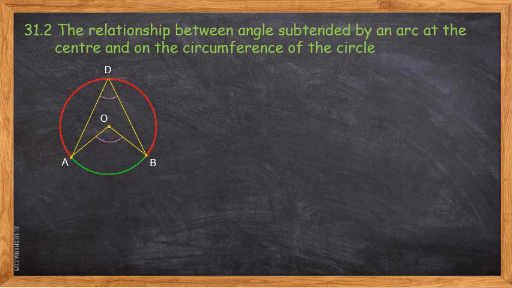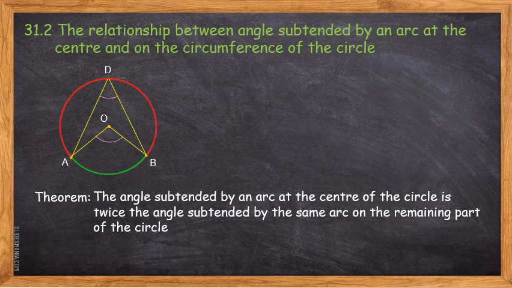If you consider the angle subtended by the same arc on the center and the remaining part of the circle, the theorem says the angle subtended by an arc at the center of the circle is twice the angle subtended by the same arc on the remaining part of the circle.